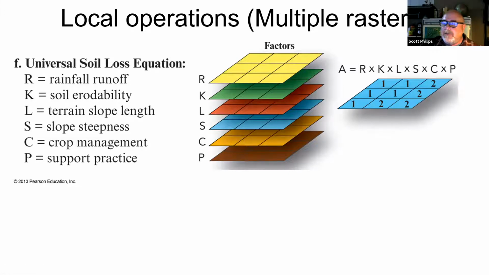And we can get more complicated. Like, this is something called the universal soil loss equation, where you have a raster for rainfall runoff, one for soil erodibility, terrain, slope steepness, crop management, and so on. And these would be numerical things. And then you have this formula where you're doing R times K times L times S times, you can do a complex chain of math operations using different raster data sets and come out with some combination.